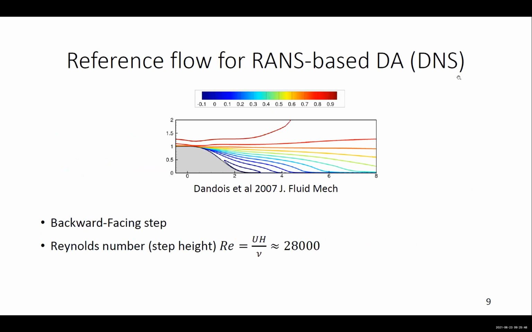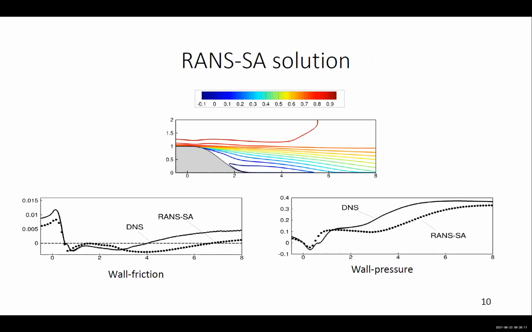We are using a DNS as a reference, which was provided by Dandois, published in Journal of Fluid Mechanics in 2007. The Reynolds number based on the height of the step is around 28,000. So this is the reference truth, the ground truth solution we are going to be using for our studies. And here we have the Spalart-Allmaras original solution.